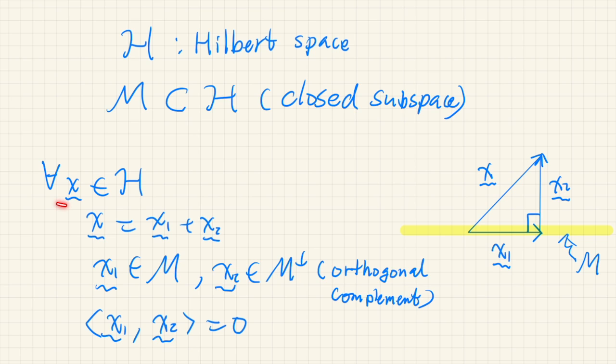And then for each x in H, so every element in the Hilbert space, can be decomposed into two parts, x1 and x2. x1 is in M and x2 is in its orthogonal complement. That means x1 and x2 are orthogonal to each other. So just like we could decompose any vector x in the real vector space into two parts, x1 and x2, which are orthogonal to each other, we can do the same thing in general Hilbert spaces. Okay, let's start.